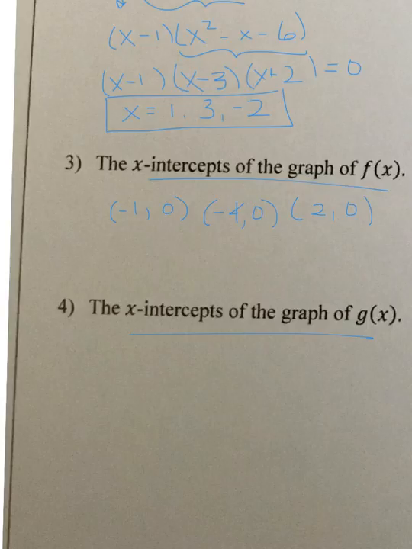Similarly, for the x-intercepts of the graph of g(x), we're just going to look at the zeros up above, and we're going to end up with the x-intercepts being (1, 0), (3, 0), and (-2, 0). So remember that when you have the zeros, if they're real, those are going to be the x-intercepts of our graph as well.